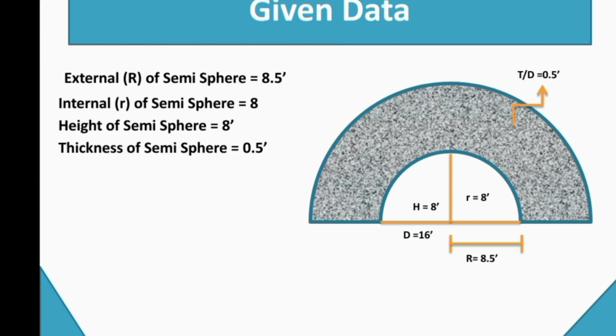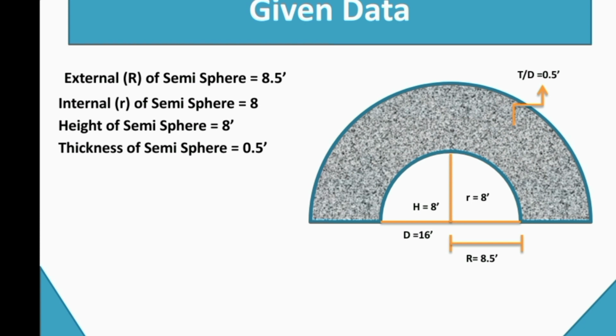Viewers, you can see in the sections that the external radius of the semi-sphere is equal to 8.5 feet and the internal radius of the semi-sphere is equal to 8 feet. The important terms: the height of the semi-sphere is 8 feet and the thickness of the semi-sphere is 0.5 feet, that is, 6 inches.